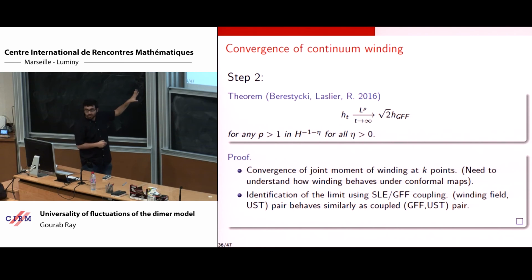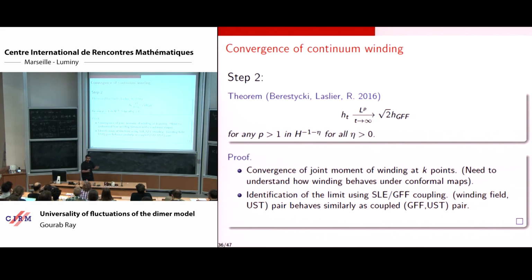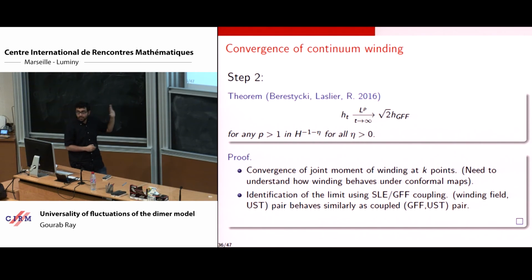And we like this approach, although it would be nice to prove it in the other way also, just directly, but we don't know how to do it yet. But using this approach, you can identify the limit, and not only identify the limit, you can find the joint convergence of the tree and the height function together into some sort of a coupled GFF, continuum spanning tree pair. So let me explain to you what that means. Okay? So this goes into this theory of imaginary geometry. It's just for this identification part. Okay? So that's where we use this theory.